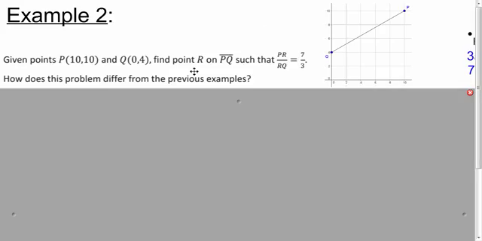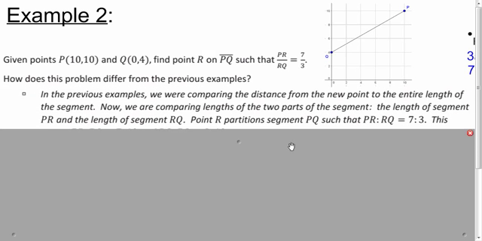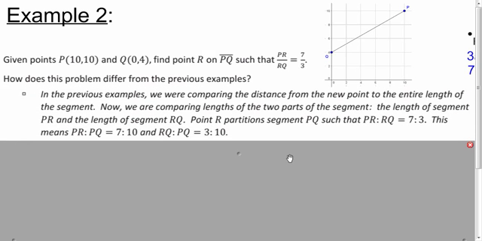So here they tell us we want to put R on this segment so that the ratio of PR to RQ is 7 to 3. So how is this different from before? Well, this is a ratio of a part to a part. And so we have to be careful. So R is going to be somewhere closer to Q because RQ is 3 times some number, and PR is 7 times some number.